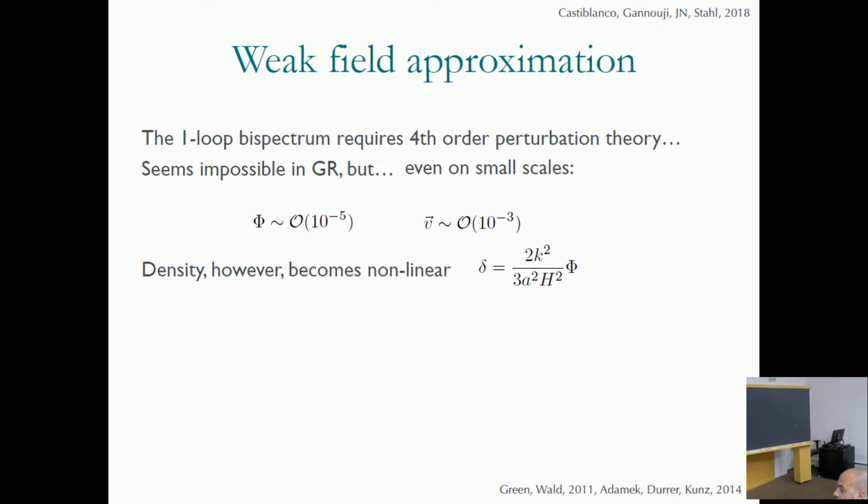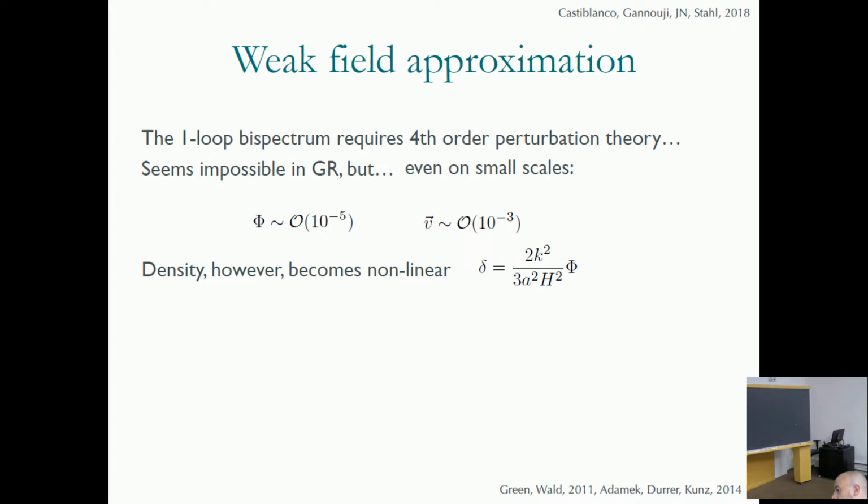But we are saved by the following fact. We are only interested in the leading relativistic corrections. They give FNL of order 1. So they are corrections of the order of 10 to the minus 5. FNL of order 1 means 10 to the minus 5. So subleading corrections will be suppressed by additional powers of 10 to the minus 3 at least. So let's forget about that. Those are completely useless. And let's focus only on the leading relativistic corrections.